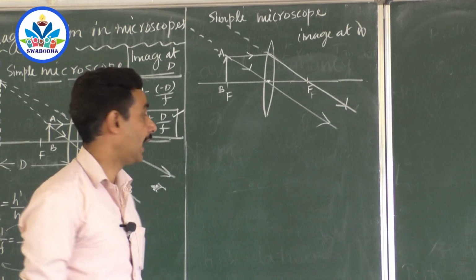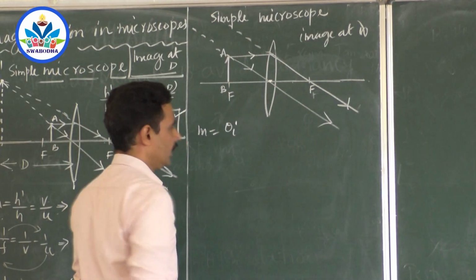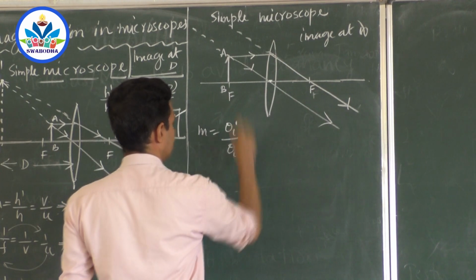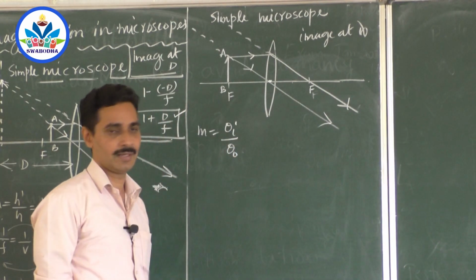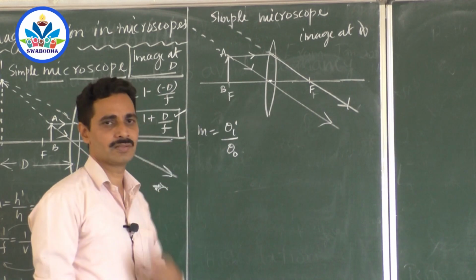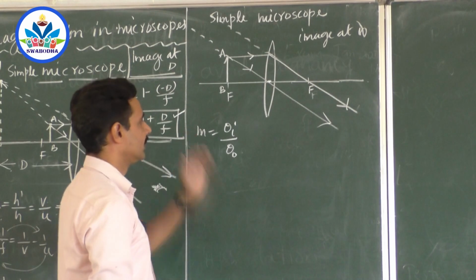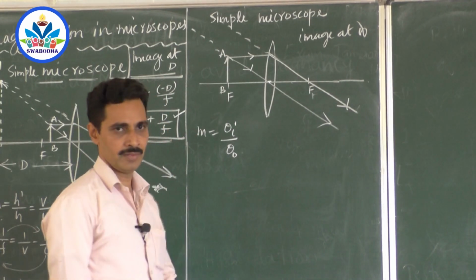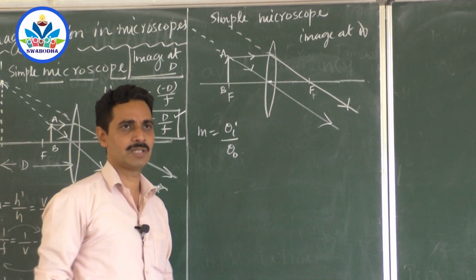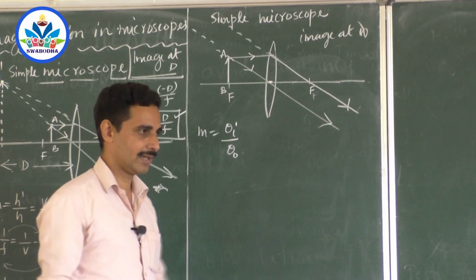That ratio, the angle subtended at the eye by the image to the angle subtended by the object when the object is at the least distance of distinct vision, that ratio of angles is called magnification. So how to calculate this, sir? First take the object. You know that the image of the object is not so clear. You have to look through the microscope, then only will you get the enlarged image.